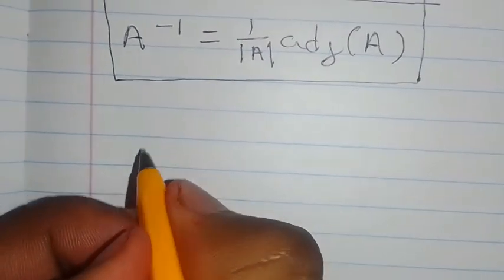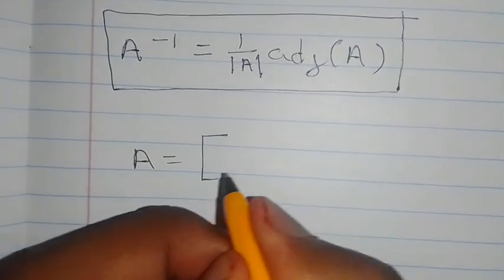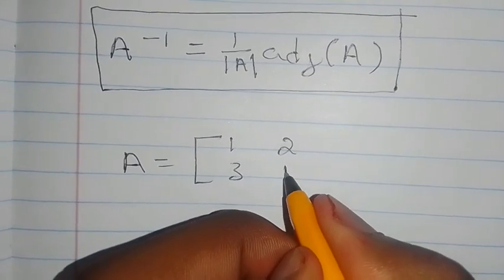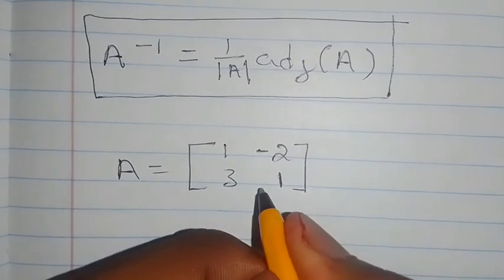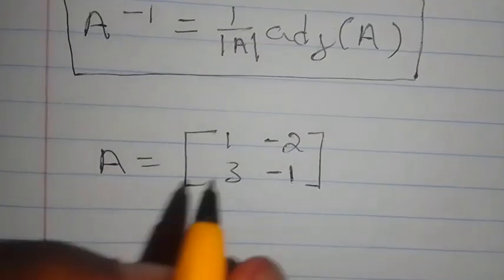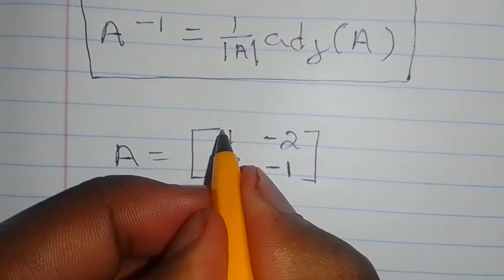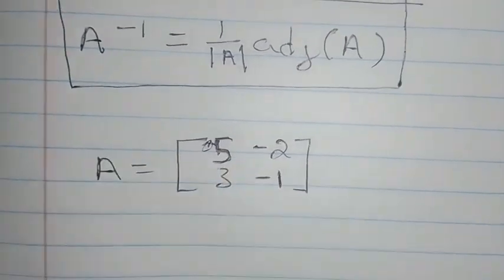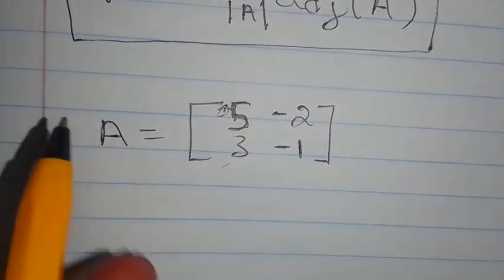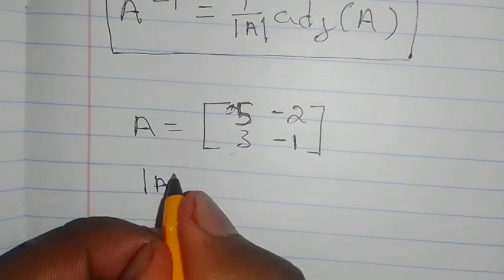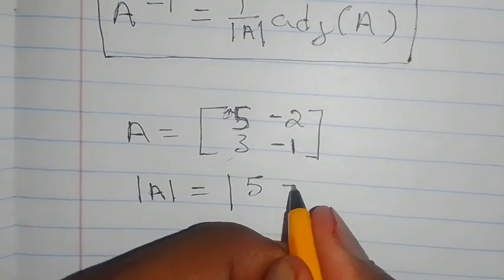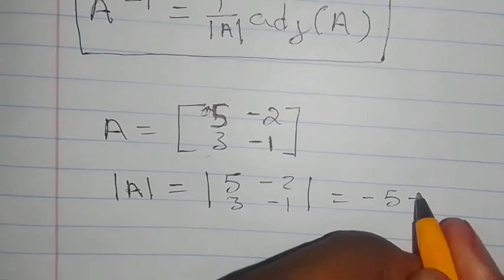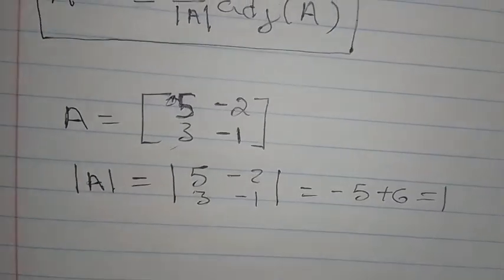So let's first say we have a matrix A. Let's just say minus 2 here, so we can make the determinant positive. And let's say we have 5 like this. So let's say we have 5, minus 2, 3, minus 1. If we were to find the determinant of that matrix, it's basically going to be equal to minus 5 plus 6, which just gives us 1 for simplicity reasons.